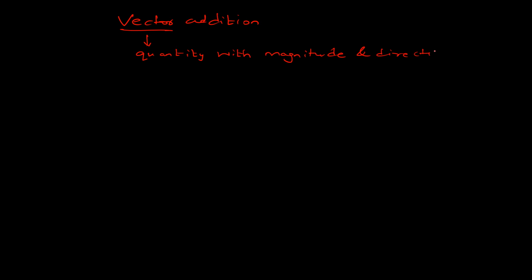So let's start with the concept of vector addition. Let's just talk about vectors for a moment. So what is a vector? A vector is a quantity with magnitude and direction. So a quantity that has both the magnitude as well as the direction is a vector quantity.